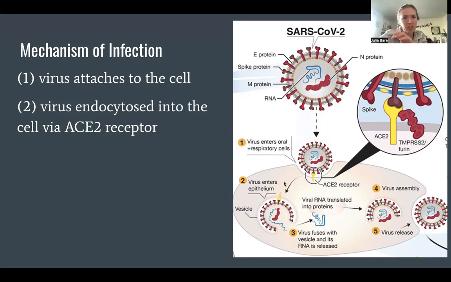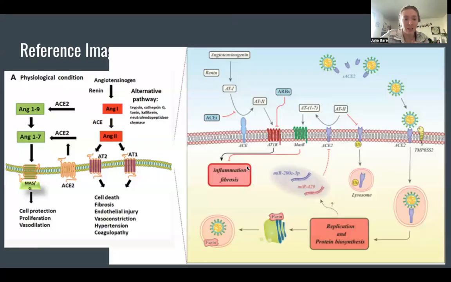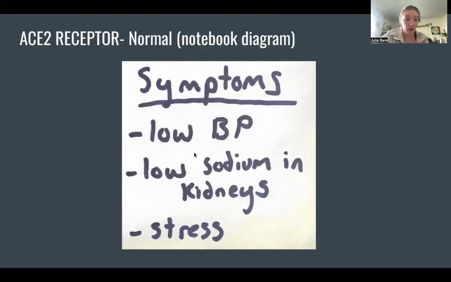Now, before we get too deep into this mechanism, why is there a receptor for a deadly virus on your cells? Why is the ACE2 receptor even there? We wouldn't think that we should have a receptor for a virus on our cells. Well, let's take a look at what the ACE2 receptor normally does. These are the reference images I pulled from. I actually drew my own diagram that you can draw in the lecture guide for yourself.